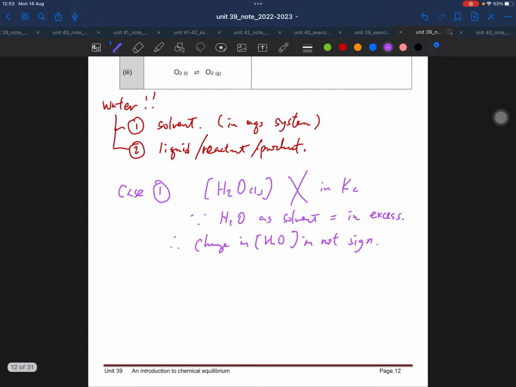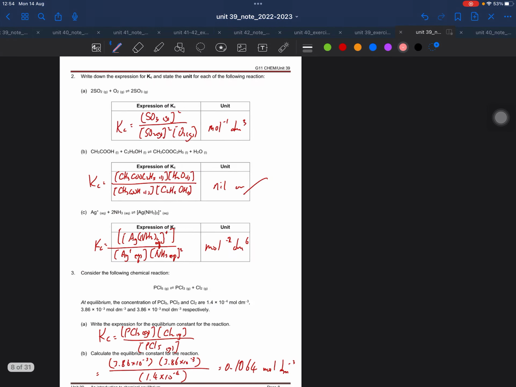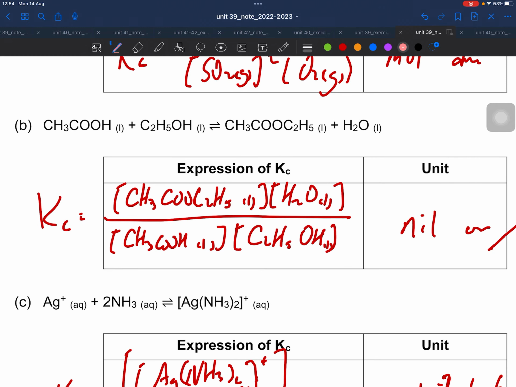Okay? But what about in case 2? If there is no one in aqueous, then H2O should be included in Kc. Alright, just to give you an example. This is a very good example here.